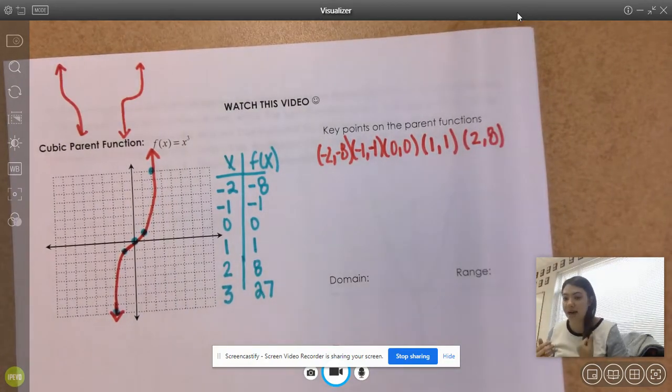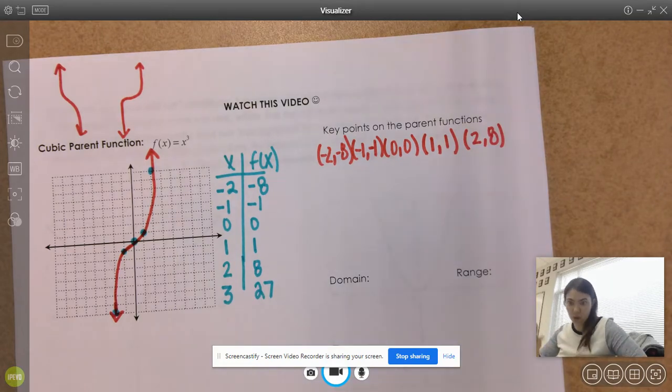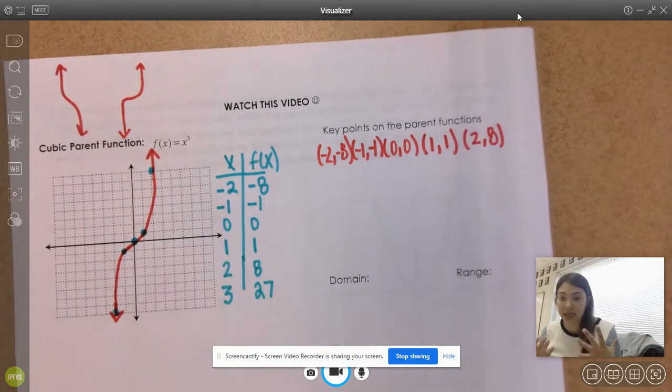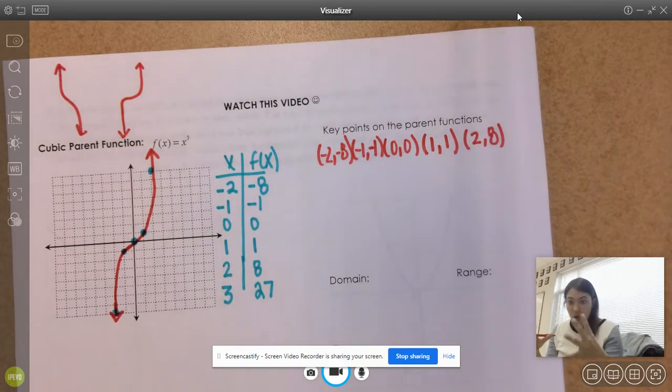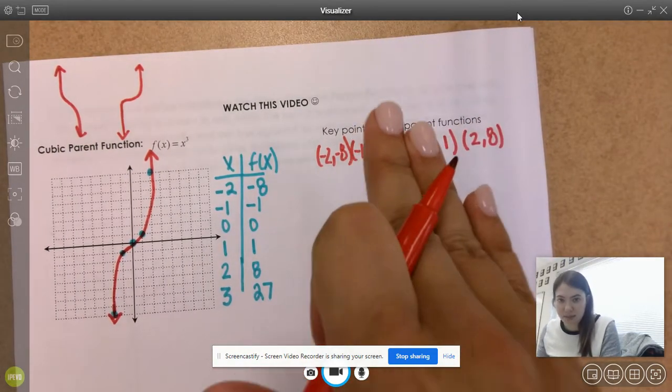Now, if you have an a value, or are you adding 4 at the end, or are you dividing x cubed by something, obviously it's going to shift what the graph looks like, and it's no longer going to look like the parent function, but these key plotted points will always be there.